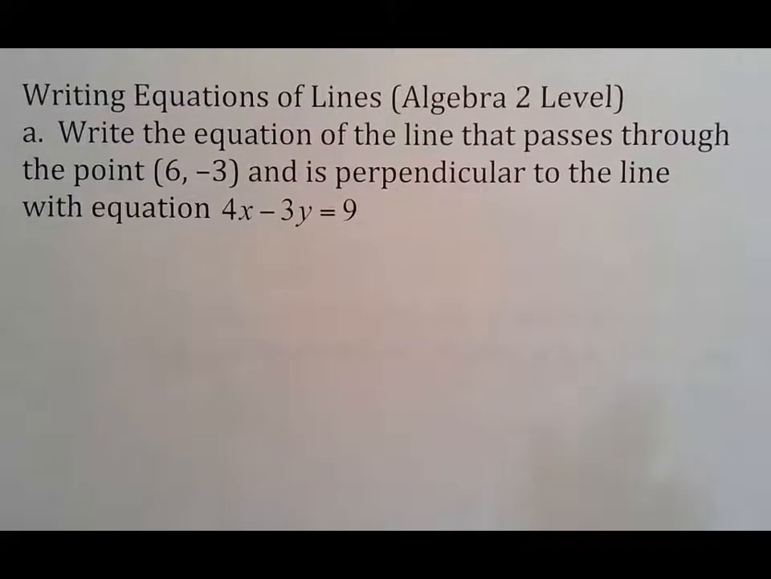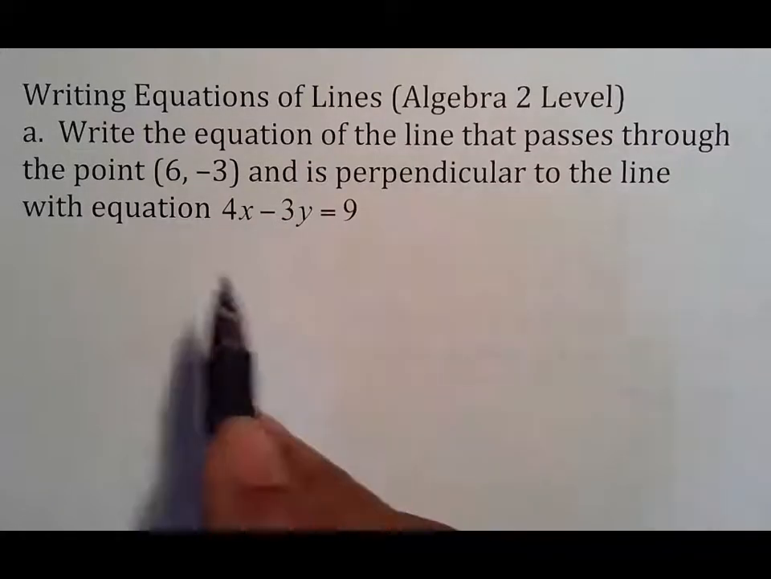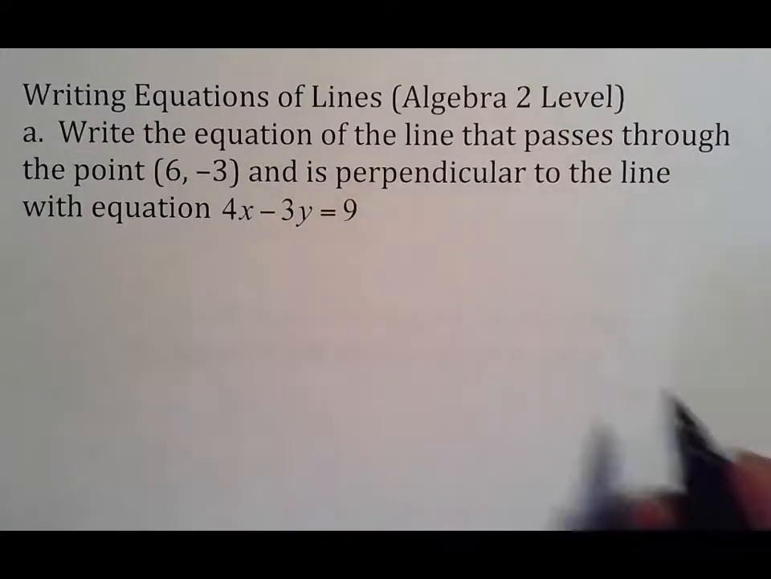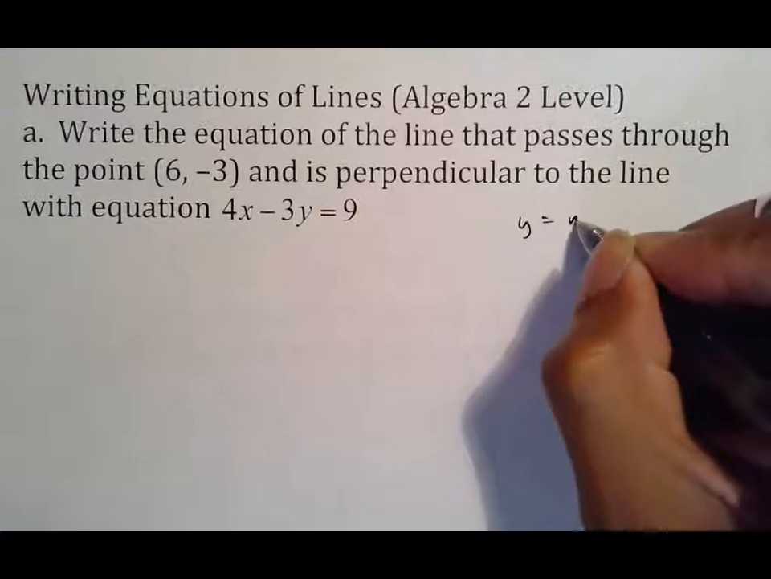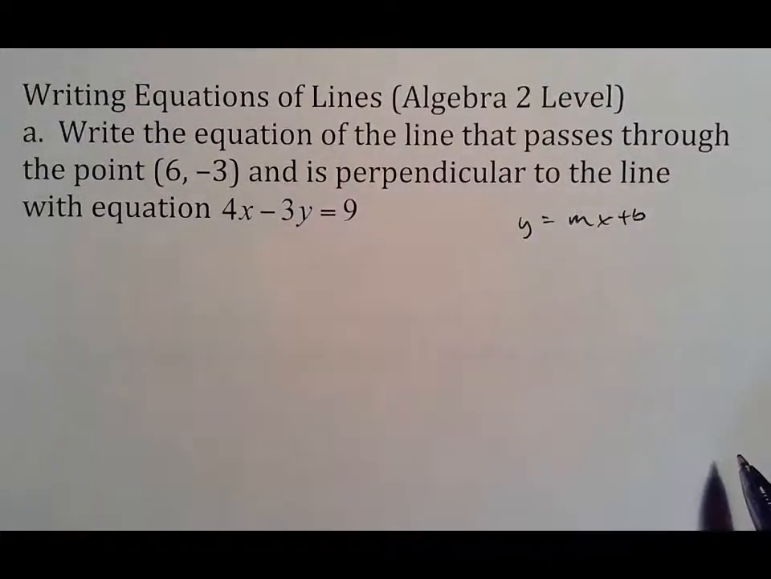Write an equation of a line that passes through the point (6, -3) and is perpendicular to the line 4x minus 3y equals 9. This is where you have your writing equations on an Algebra 2 level. Again, this is what you're going to see on your work. So here we go. First off, it says write an equation of a line, so I know I'm going to use y equals mx plus b.